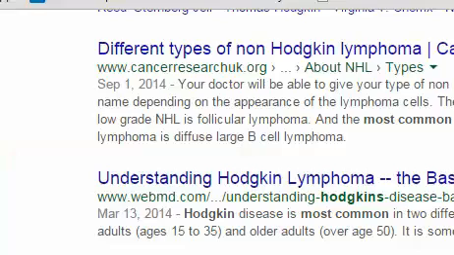I just found something interesting here. It says that the most common type of low-grade non-Hodgkin's lymphoma is follicular lymphoma, and the most common type of high-grade lymphoma is diffuse large B-cell lymphoma. So this is good to know. Well, it says Hodgkin's disease is most common in two different age groups, young adults 15 to 35 and older adults over age 50. So I'm not sure about which one is more common.